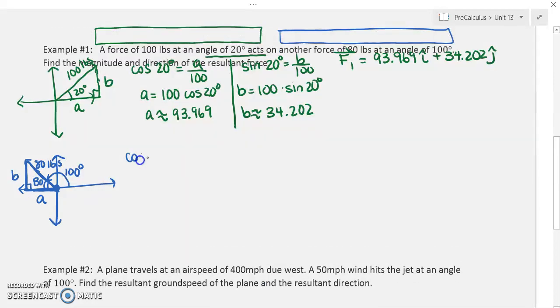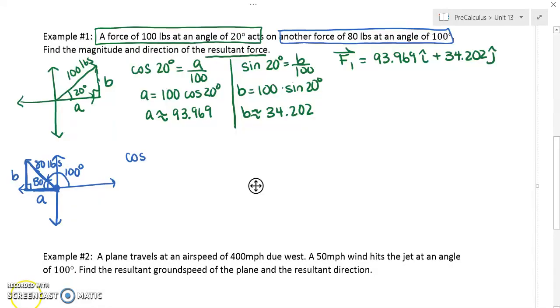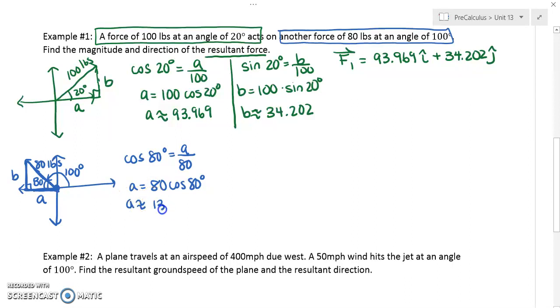So I'm going to do cosine of, all right, I fixed it. Cosine first. I want to solve A. So cosine of 80 degrees equals A over 80, which is my hypotenuse. And then we get A equals 80 times cosine of 80 degrees. And A is approximately 13.892. Now, it is going to be negative since I'm going in the left direction. So this is negative 13.892. Okay, so we are in quadrant 2. That's why I made it negative.